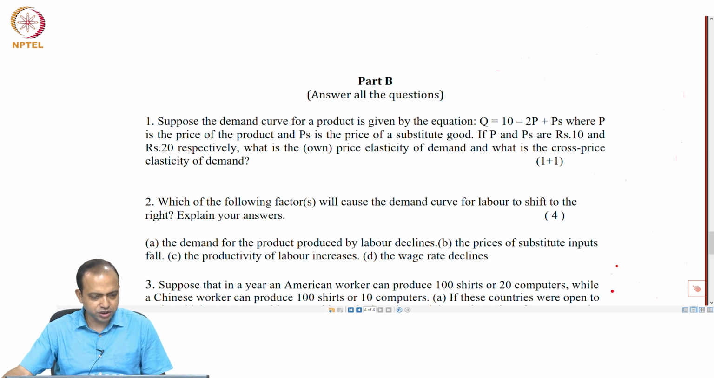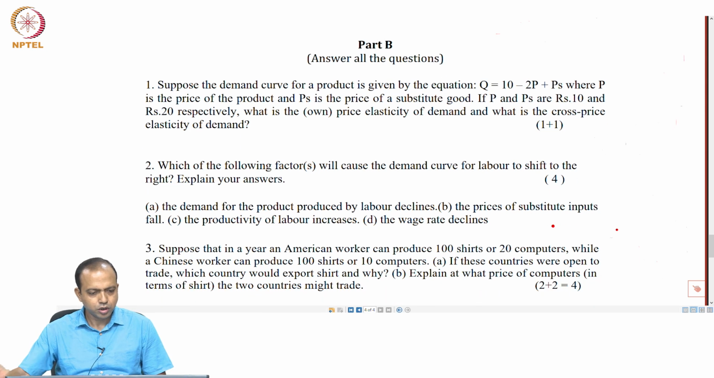The next question is, which of the following factor or factors will cause the demand curve for labor to shift to the right?